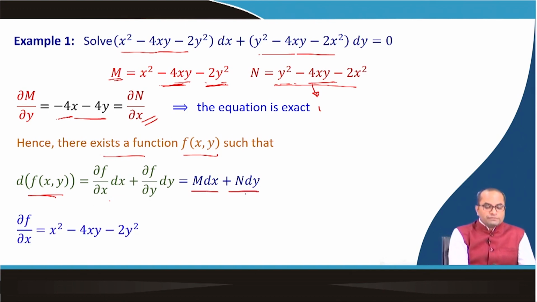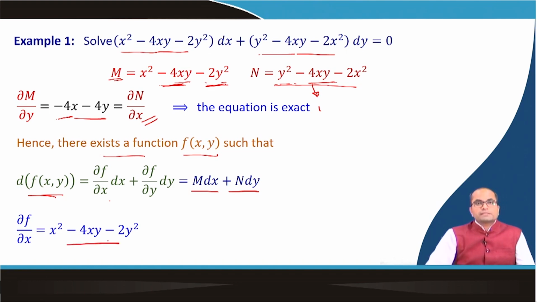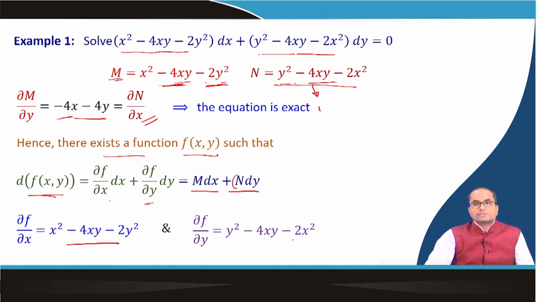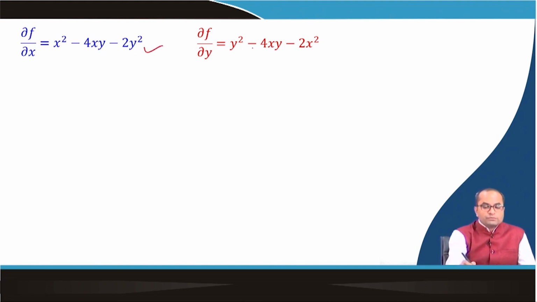So, now from here we can get ∂f/∂x as M, which is x² - 4xy - y², and we can also relate here ∂f/∂y, which is equal to N, and N is given as y² - 4xy - 2y². So, we have these two equations. Having these two equations, now we need to get basically f.